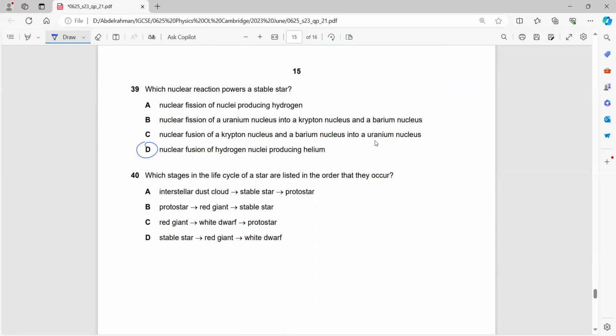Which stages in the life cycle of a star are listed in the order that they occur? Okay, which stages are correct? Interstellar dust cloud, then stable star, no, this is wrong. Dust, then proto star, then stable star. Proto star, then red giant, no. Red giant and white dwarf, then proto star, no. Stable star, yes. Then it becomes a red giant, yes. And then it becomes a white dwarf. Okay, and that's it.